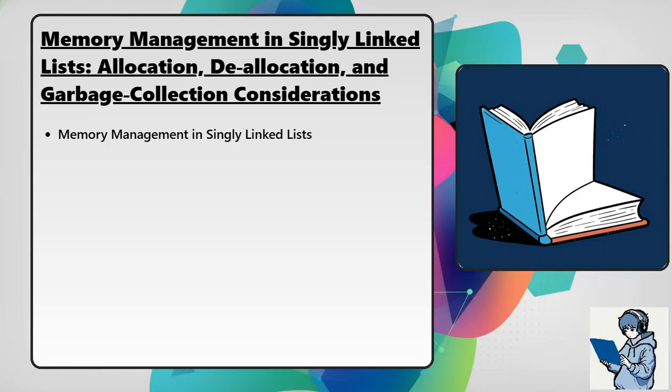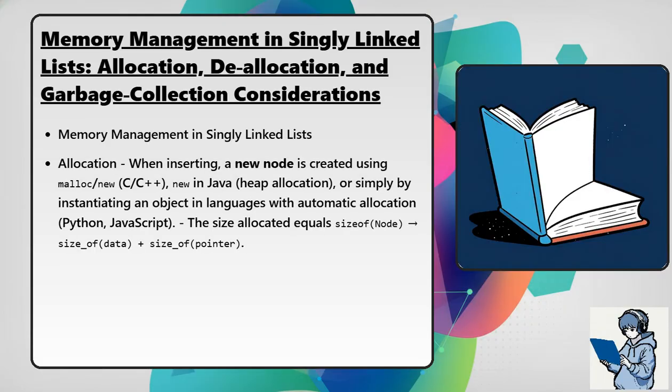Memory management in singly linked lists. Allocation: when inserting, a new node is created using malloc or new in C or C++, new in Java heap allocation, or simply by instantiating an object in languages with automatic allocation such as Python or JavaScript. The size allocated equals size of node, which equals size of data plus size of pointer.